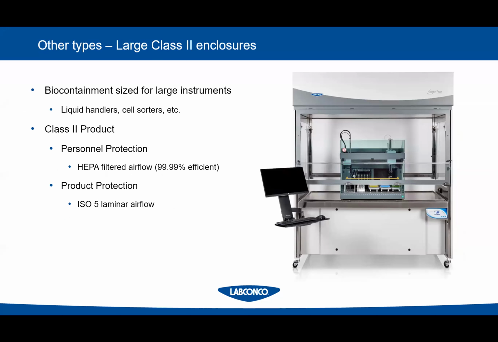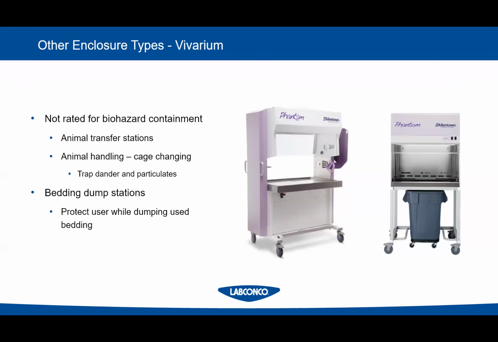Okay. For large equipment, there are other types of large enclosures made. A lot of vivariums here on campus. I'm sure those are the people that work with the mice and the rats and the rabbits and the other good things. They have a lot of different HEPA filtered enclosures to work with those animals. All right. That does not mean they are all class 2 rated biosafety cabinets.